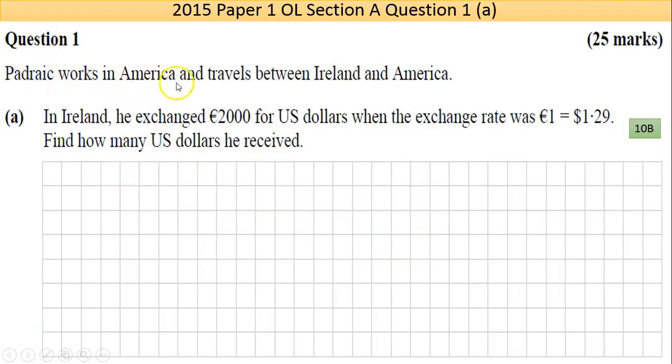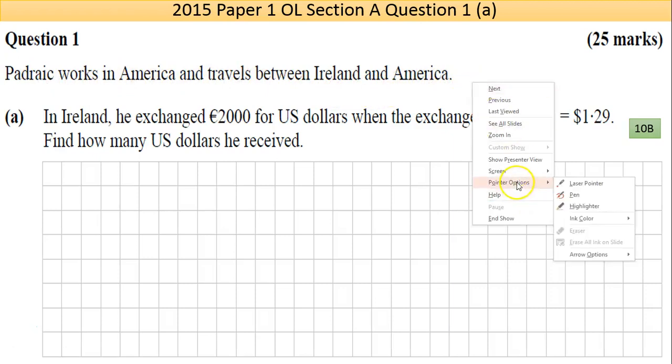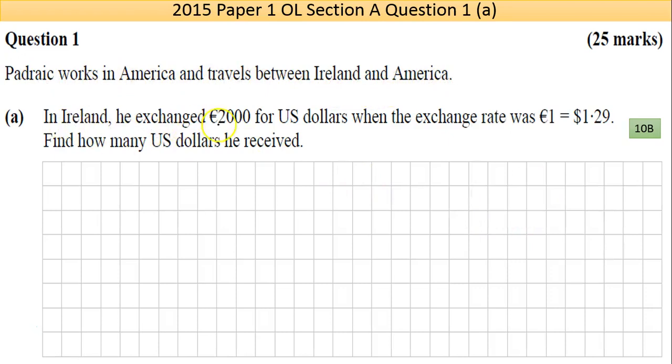Porrig works in America and travels between Ireland and America. So the crux of the question here is it's an exchange rate question. He exchanged 2,000 euro for US dollars. The exchange rate was €1 equals $1.29. It's called the good old days. It's closer to €1 equals $1.10 now, if not less. So your conversion factor is the important thing here. And really it's a statement of equality.